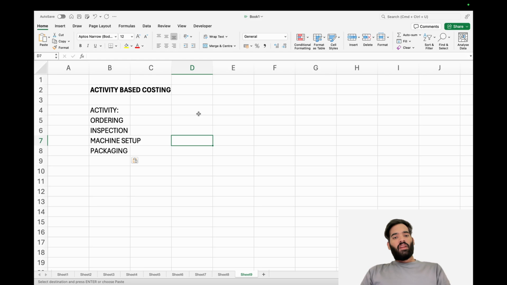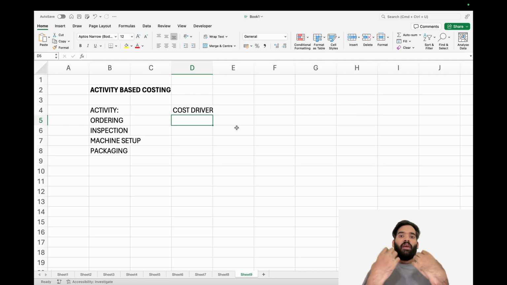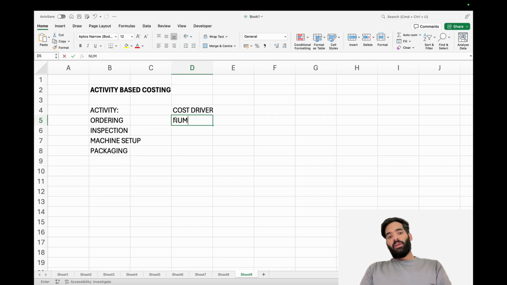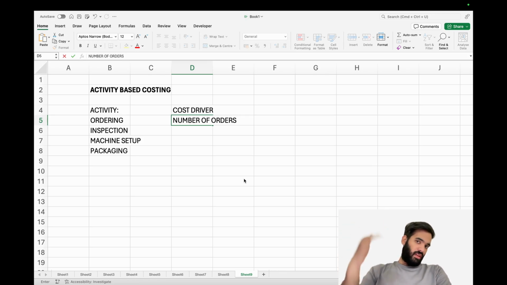But we also have to understand something called cost driver. What is the concept of cost driver? Cost driver is something that directly affects an individual cost. For example, obviously we can say ordering cost is affected by the number of orders you place, right? So for the ordering activity, the cost driver will be number of orders, because the more orders you place, the more ordering cost you will have to pay. If you don't place any order, then there's no ordering cost.